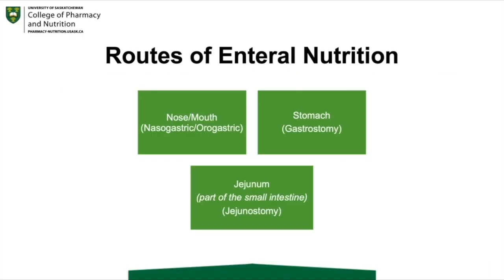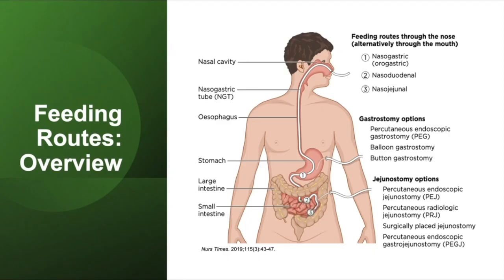Let's discuss the routes of enteral nutrition. An enteral feeding tube can be inserted through the nose or mouth or through incisions in the abdomen, where the end of the tube will sit in the stomach or the jejunum. This diagram provides an overview of the different sites a feeding tube can be inserted and the different parts of the digestive tract that the tube will terminate.